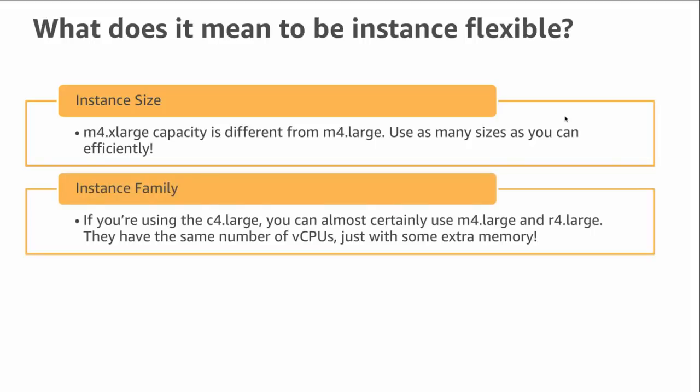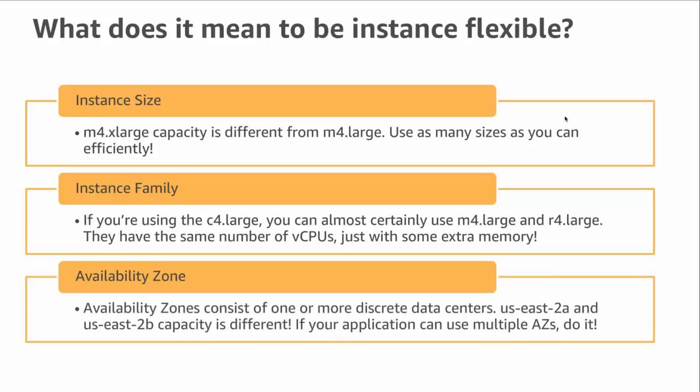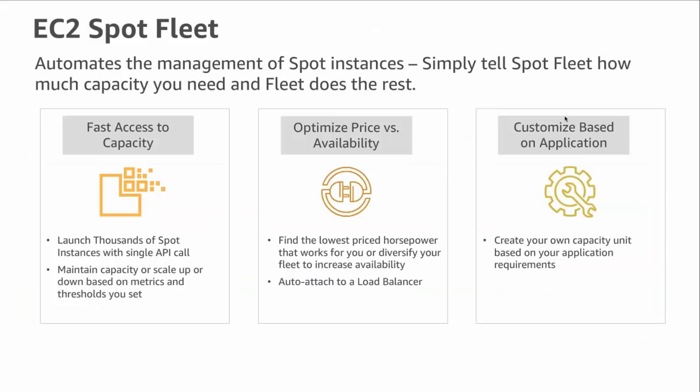If you can use a C4 large, you can almost certainly also use an M4 large and an R4 large. They have the same number of virtual CPUs, they just come with a bit of extra memory. And availability zones: each availability zone consists of one or more discrete data centers. US East 2A is different from US East 2B capacity, as an example. So if your application can use multiple availability zones, by all means, do it.